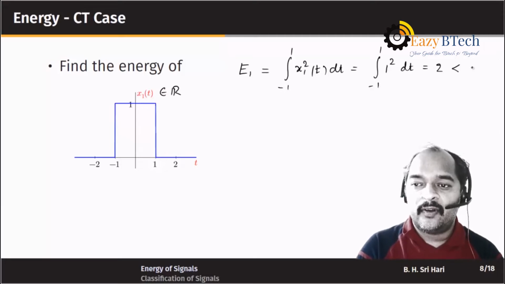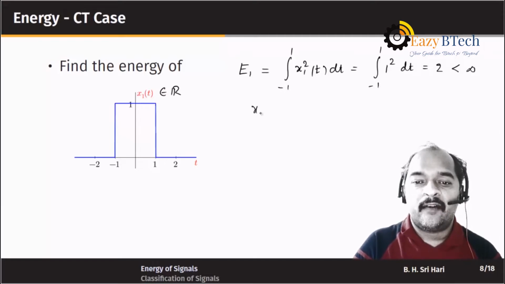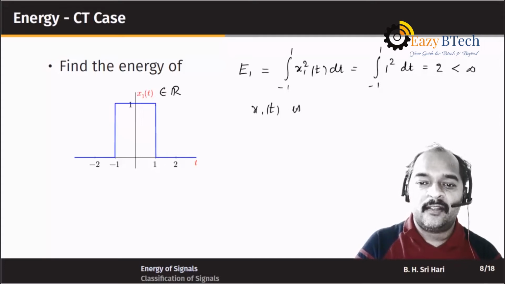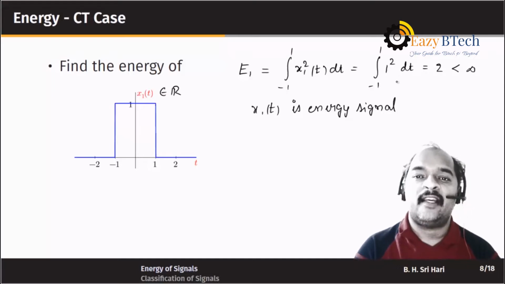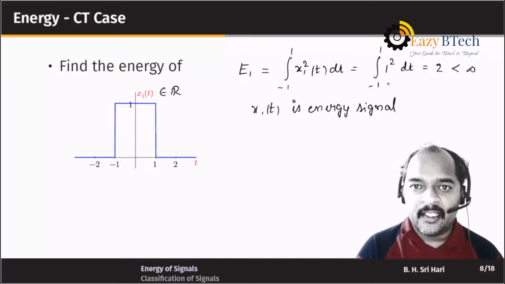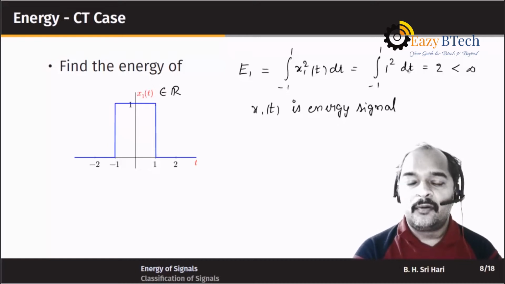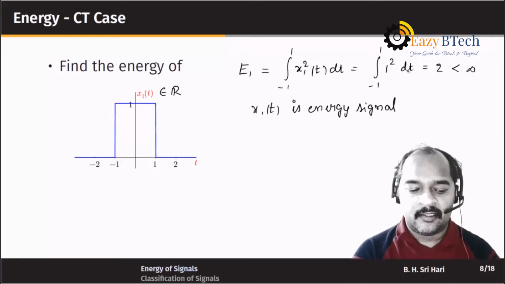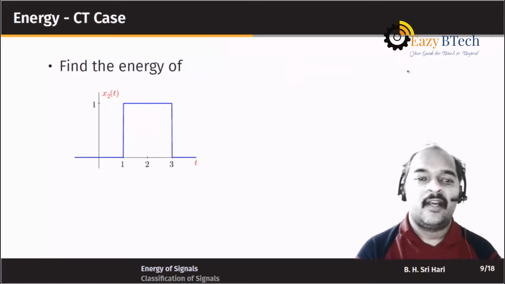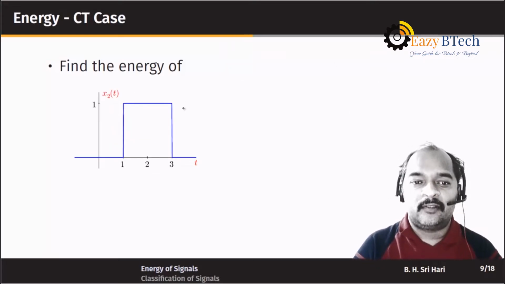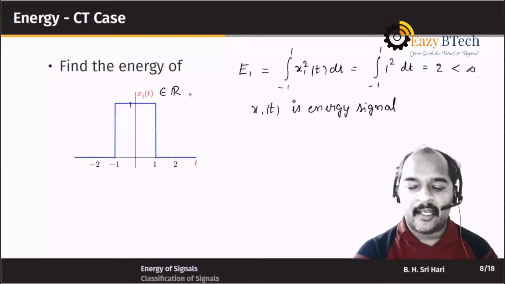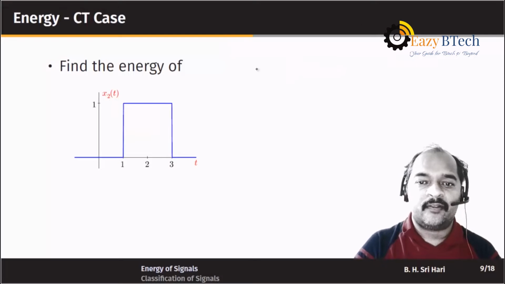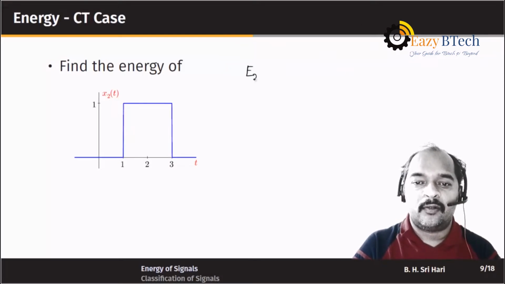Because this is less than infinity, our signal x1 of t is an energy signal. Because the energy of the signal is finite, we say that our signal x1 of t is an energy signal. Now in the second example, let us shift the signal and see what happens. We will take this signal x2 of t, which is nothing but our x1 of t shifted to the right by 2 units. Let us try to find out the energy of this signal. Let us call that E2.